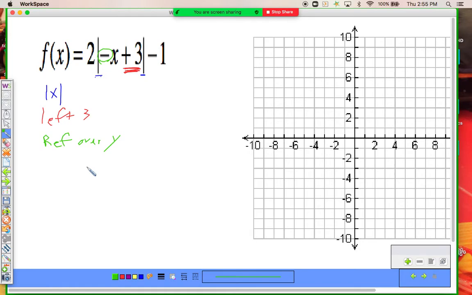So I have my parent function, which is an absolute value. My horizontal shift is going to be left 3 because I have a plus 3. That negative sign is on the x, so it reflects over y from left to right. This is going to be the new part, the 2. I'm going to have a 2 outside my function. So we're going to call this a stretch by 2. And we'll do a better job explaining that when we get to it. And then to wrap it all up, what is the minus 1 on the outside going to do to the graph?